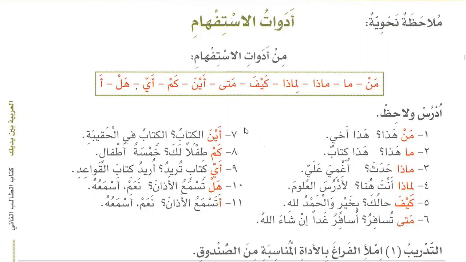Number seven: aina al-kitab? Where is the book? Al-kitab fi al-haqiba. The book is in the bag. Kam tiflan laka? How many children do you have? Khamsat atfal. Five children.